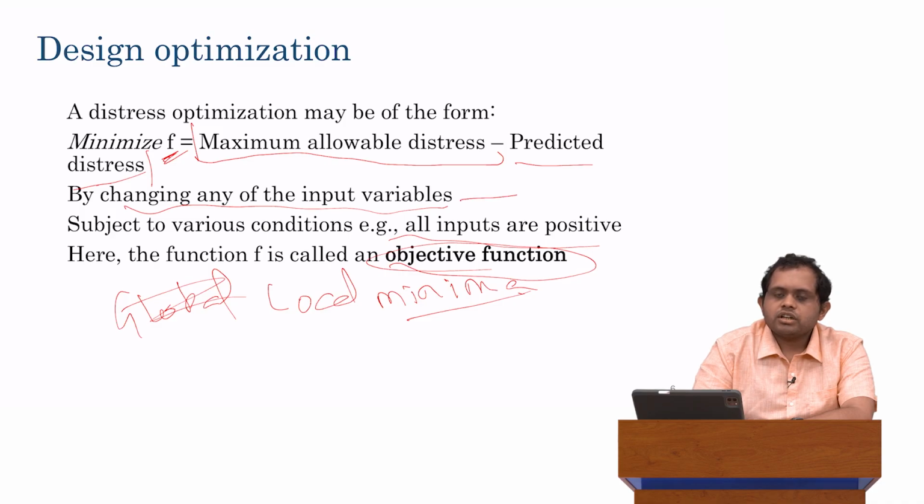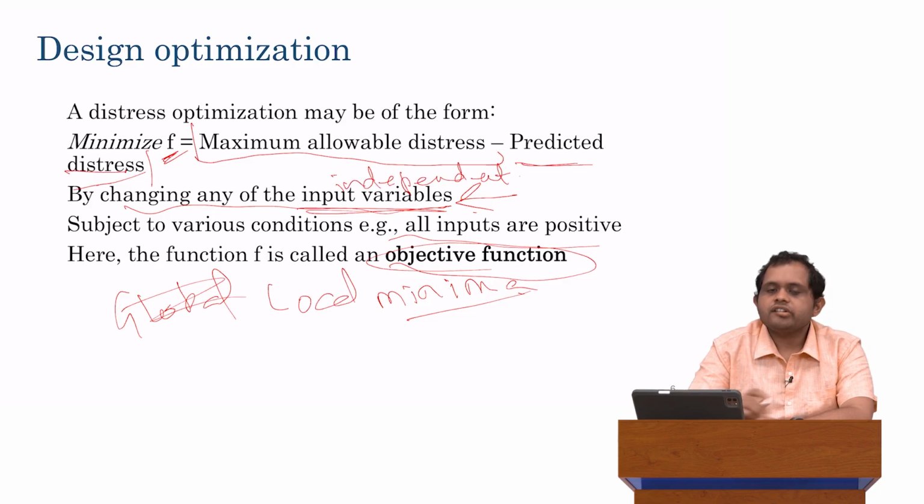The objective function is a function of predicted distress. The predicted distress is a function of a number of input variables. So these are what we call the input variables, or sometimes the independent variables. Let me write that down. So these are the independent variables.